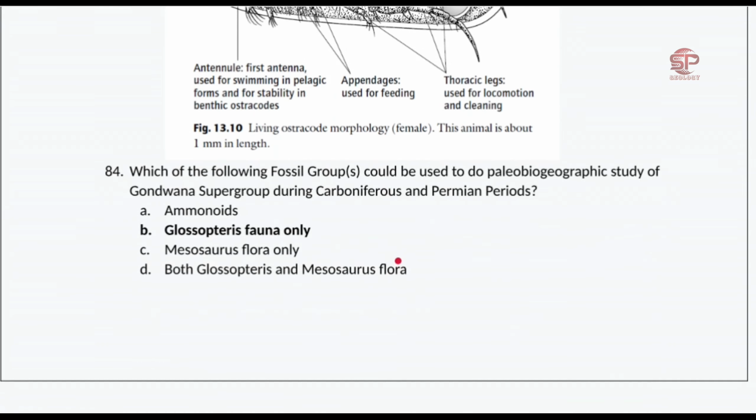Which one of the following fossil groups could be used for paleogeographic study of the Gondwana supergroup during Carboniferous to Permian? Carboniferous to Permian means it is showing the lower Gondwana. In lower Gondwana, Glossopteris is the dominant group. In the question it is written Glossopteris fauna, but it is actually Glossopteris flora and Mesosaurus fauna. So the answer will be B, Glossopteris flora.